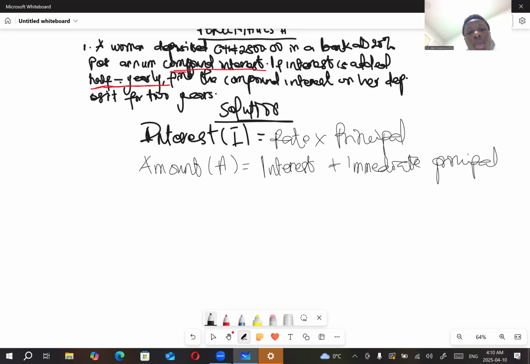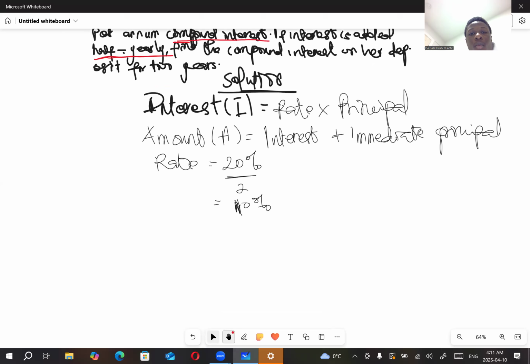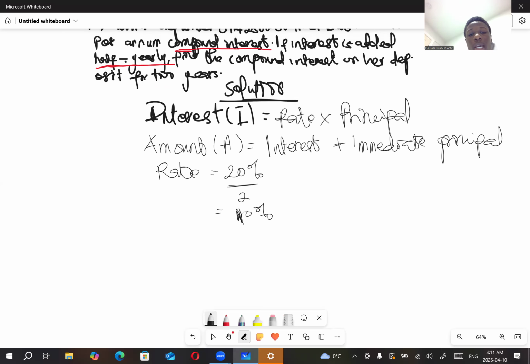So now, because of the use of half yearly, I told you to show the rate before you can proceed to solve. It's 20% per annum. That's what the question says. 20% per year. So if they are saying half yearly, we'll divide by 2, which would give 10%. So whoever is marking, if you see 10% in any of the solution, you know where it's gotten from, right? Now she's saving for 2 years.